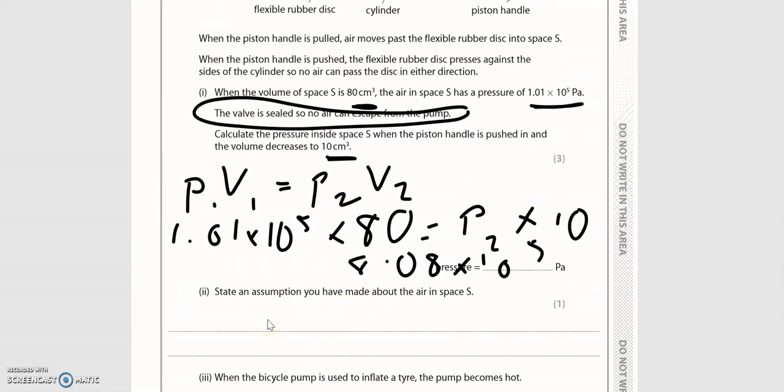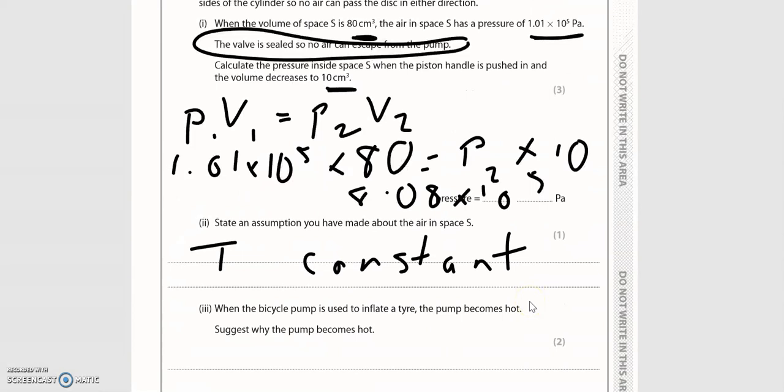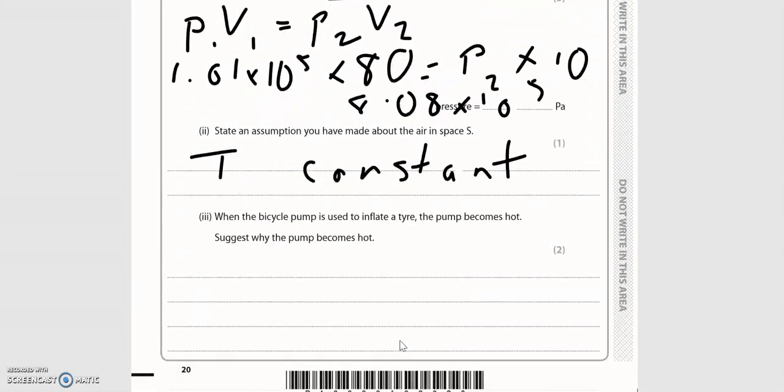thing is temperature. So for the assumption that you've made about the air, what we must have done to be able to use this equation here is assume that temperature is constant. That's the only reason why you can use that equation. If temperature was changing, then this wouldn't work. But in reality, when you use a bicycle pump, the pump does become hot, and that's because you have friction.